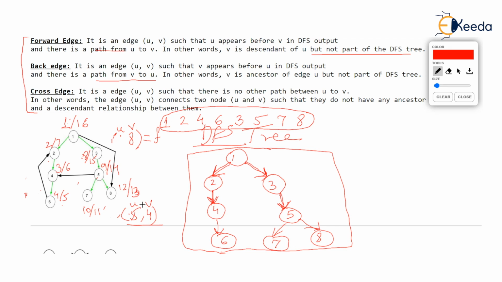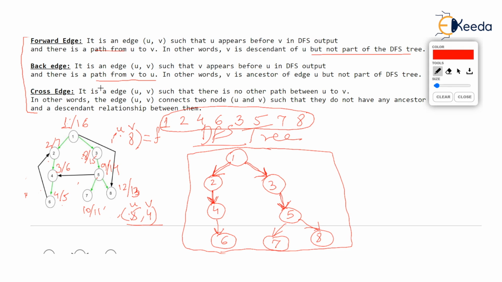From 4, you can go to 6 and then come back to 2, then 4. But you can't go from 4 to 5 at all. You just search this graph. There is no path from 4 to 5. So the second criteria for a back edge doesn't satisfy. This type of edge is cross edge.